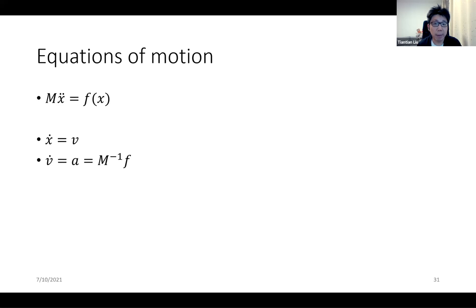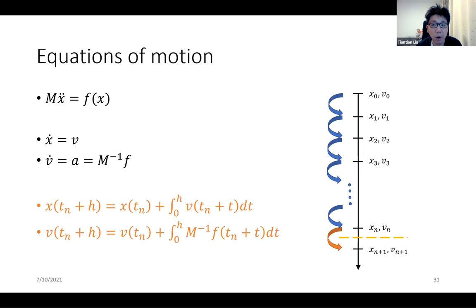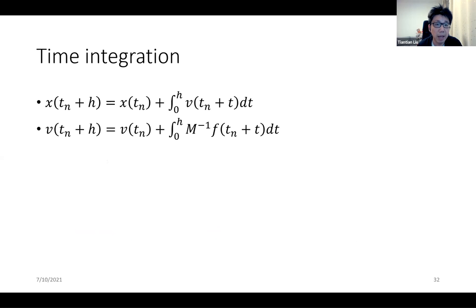Note that we only care about the position and velocity of the moving object at certain time knots, because we don't have infinite computational resources to keep track of the continuously moving object. We first turn the derivative forms into an integration form, assuming that we know all the quantities until the current time tn. And now what we want for our simulation is to compute what will happen at the next time, tn plus one. However, since we do not know everything after time tn, this integration becomes impossible for us to evaluate. Now, what should we do?